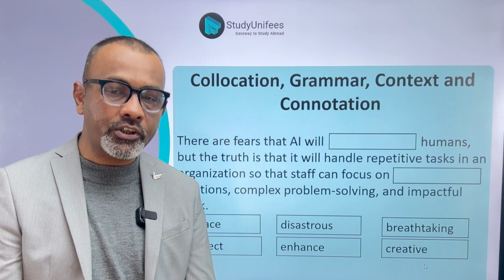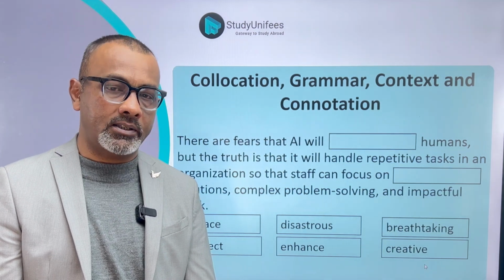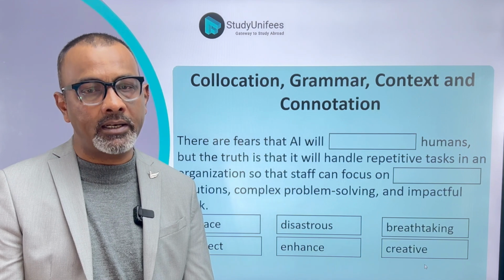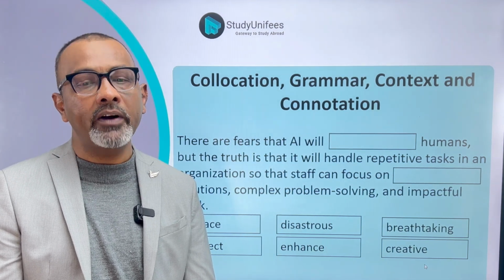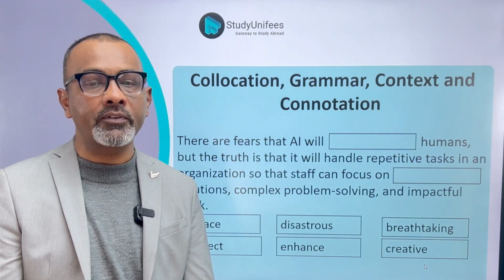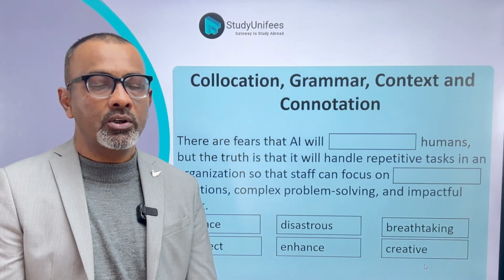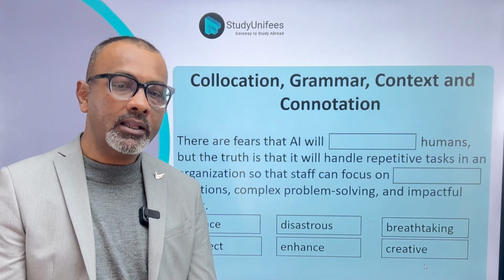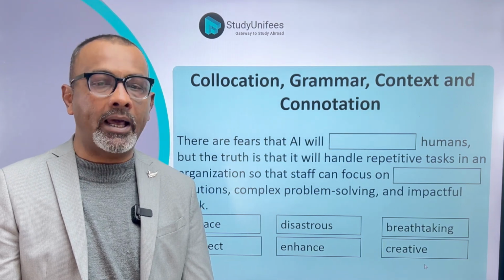Disastrous is an adjective, as is breathtaking and creative. Fears is the main clue in the first sentence. This is a context that gives the first blank a very negative connotation. Replace humans is a negative connotation, but connect and enhance humans is not. So replace is the only word that can fill the first blank. Now, let's look at the second blank.